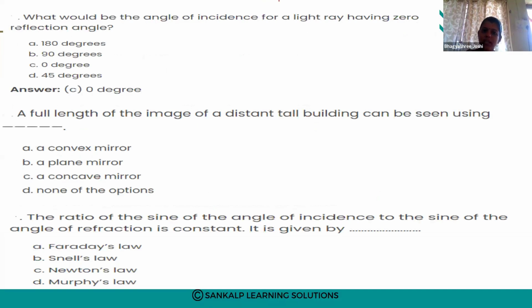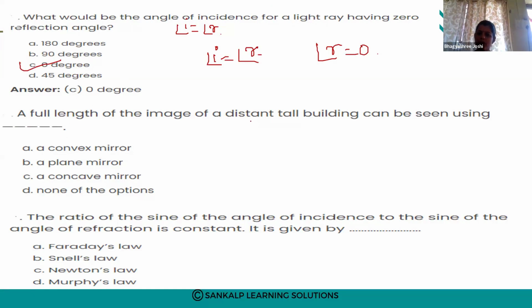Next, what would be the angle of incidence for a light ray having 0 reflection angle? So angle I is equal to angle R. Having 0 reflection angle, that means R is equal to 0. When R is equal to 0, then I is also equal to 0. Why? Because I is equal to R. Angle of incidence is equal to angle of reflection by law of reflection, right? So if R is equal to 0, then I is also equal to 0. Therefore, it is 0 degree.